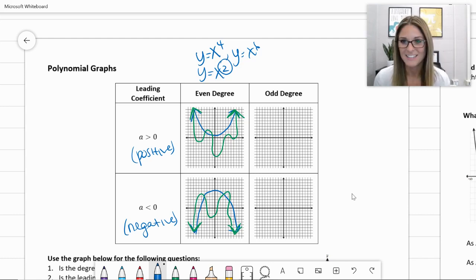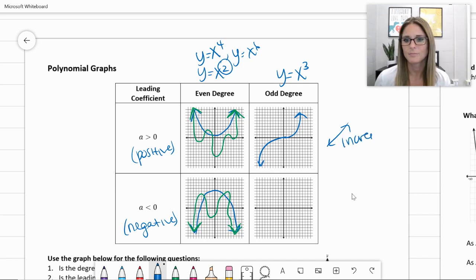Let's talk odd. So we haven't talked about odd before, but if I asked you to grab a graphing calculator, go on Desmos and graph y equals x cubed, it would graph something like this, where your arrows are going opposite directions. When it is a positive leading coefficient, the left arrow would go down, right arrow is going up, very similar to positive slope, increasing from left to right.